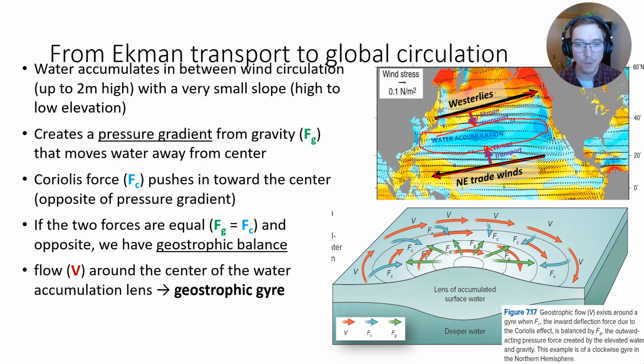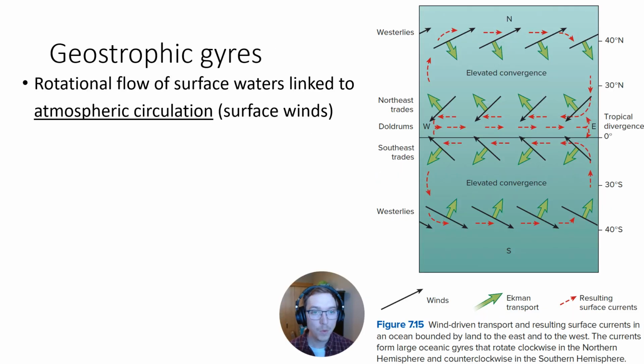We talked about geostrophic winds and geostrophic balance before. So flow around the center of that water accumulation lens leads to the generation of a geostrophic gyre, which we can see here. So we have this rotational flow of surface waters that are linked to atmospheric circulation.